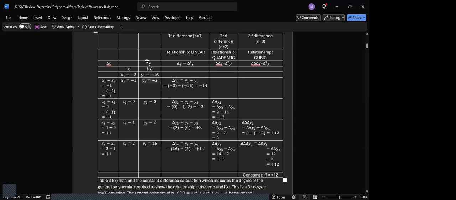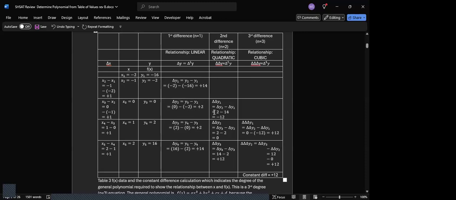So let's go. We have y1 and y2, so it's y2 minus y1. We get plus 14. We have y2 and y3, so it's y3 minus y2. We get plus 2. We have y3 and y4, so it's y4 minus y3. We get plus 2. And we have y4 and y5, so it's y5 minus y4. We get plus 14. Now, if we look at our results, plus 14, plus 2, plus 2, plus 14, they're not all the same. Some of them are, but to be considered a constant difference, all these numerical values have to be the same. So since they're not the same, we're going to have to take differences again with these values.